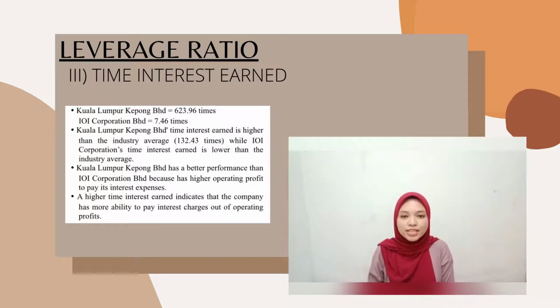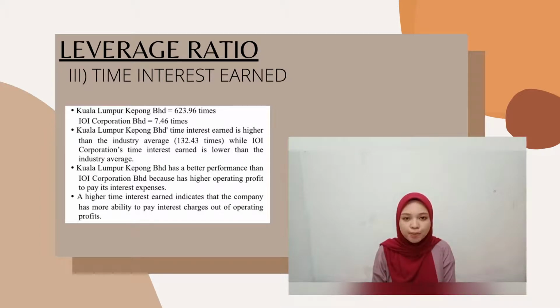So the last one is the times interest earned. The times interest earned for Kuala Lumpur Kepong Berhad is 623.96 times, and IOI Corporation Berhad is 7.46 times. Kuala Lumpur Kepong Berhad's times interest earned is higher than the industry average, which is 132.43 times, while IOI Corporation Berhad is under the industry average.